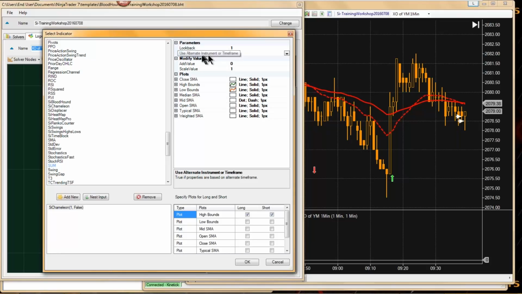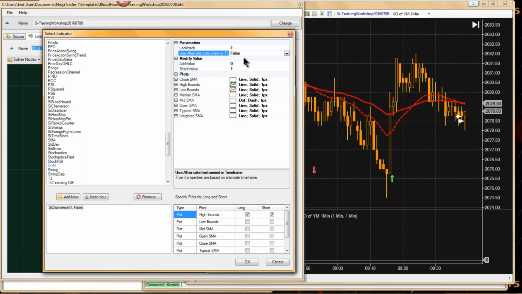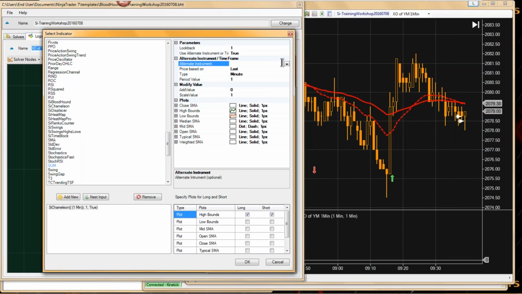So when Chameleon is using a different instrument, like this, right? So I can use alternate instrument, set that to true, and then you see this section here opens up. This is a new section that opens up. So if I turn it off, that section is invisible, goes away. Turn that to true, and it comes on, and then I can go here, grab the YM, and I have it set to a 1 minute chart. So the YM set to one minute chart, and then I can grab all this price data from that chart.